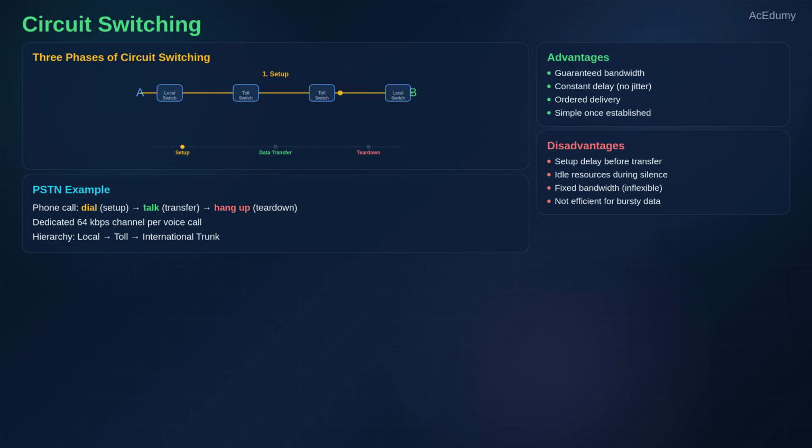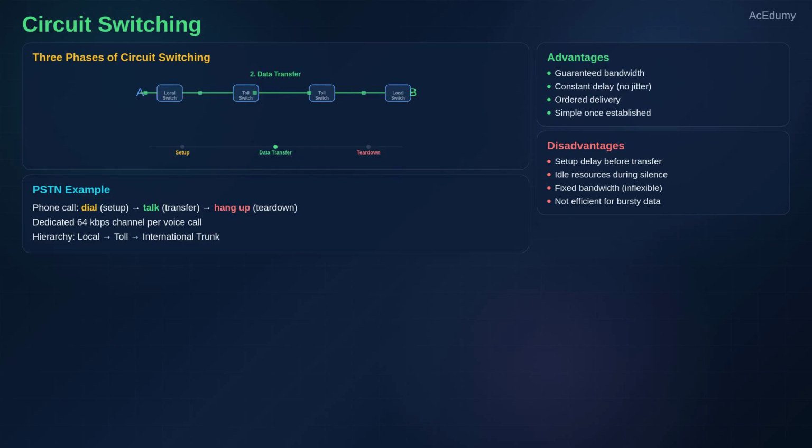The traditional telephone network, the PSTN, is the classic example. When you make a phone call, switches in the network create a dedicated 64 kilobits per second channel from your phone to the other phone. Circuit switching has important advantages. It provides guaranteed bandwidth with no congestion during the call. Latency is very low and constant, which is ideal for real-time voice. Quality of service is guaranteed because the path is dedicated. There is no overhead for addressing each piece of data.